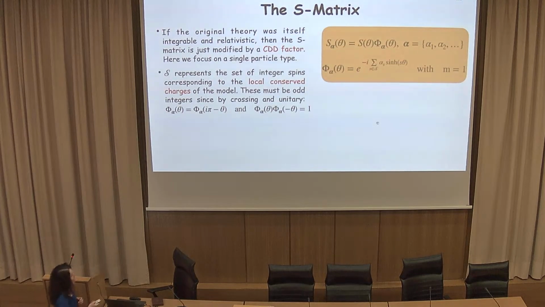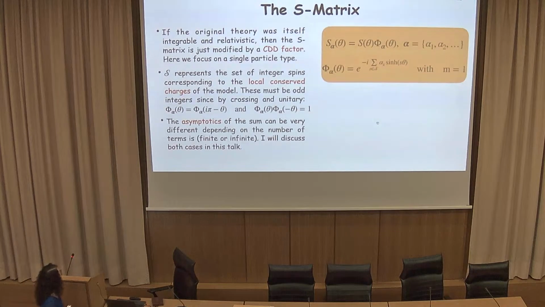So the set of s in the sum are typically drawn from the set of spins of the conserved quantities in the theory. And which spins are present is actually theory dependent. So it depends which model you started from. If you have a single particle in the spectrum, like in this example, usually you will only have the odd spins present, because you need this to ensure that the CDD factor satisfies crossing and unitarity, which are fundamental properties. But in more complicated theories, you can have other s present.